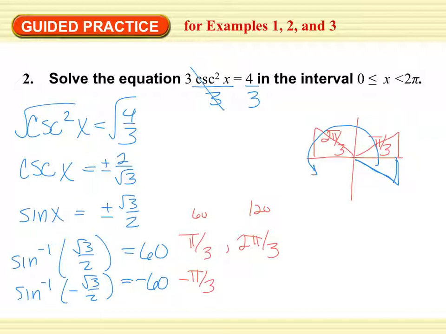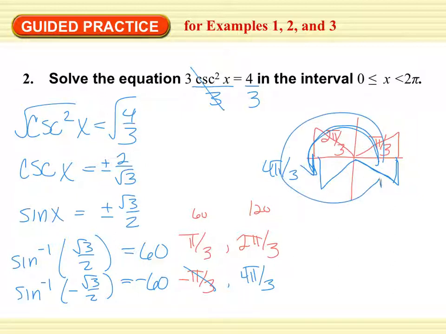And to get over here, I need to add 4 pi over 3. That's this one right here, 4 pi over 3. I can't use the negative one, but I can use this one.